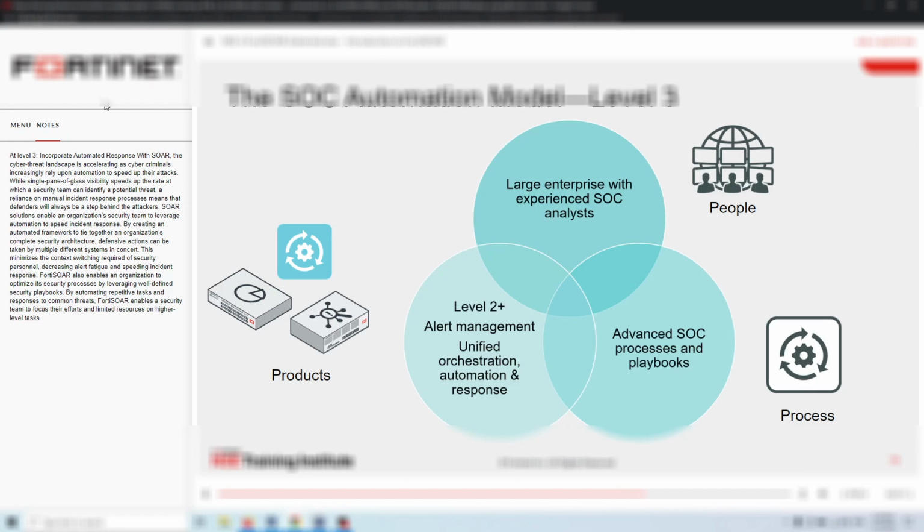FortiSOAR also enables an organization to optimize its security processes by leveraging well-defined security playbooks. By automating repetitive tasks and responses to common threats, FortiSOAR enables the security team to focus their efforts and limited resources on higher-level tasks.